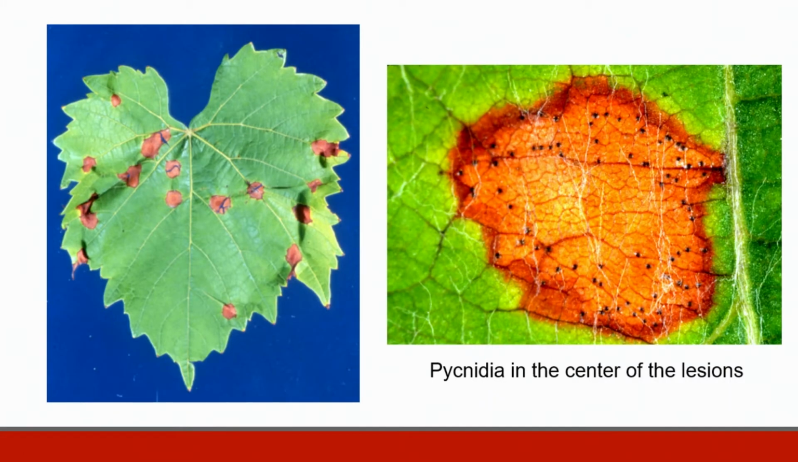On leaves, irregular shaped necrotic lesions form. Pycnidia are produced within the lesion, which is how you can distinguish the disease from abiotic damage. The pycnidia can be seen with the naked eye.